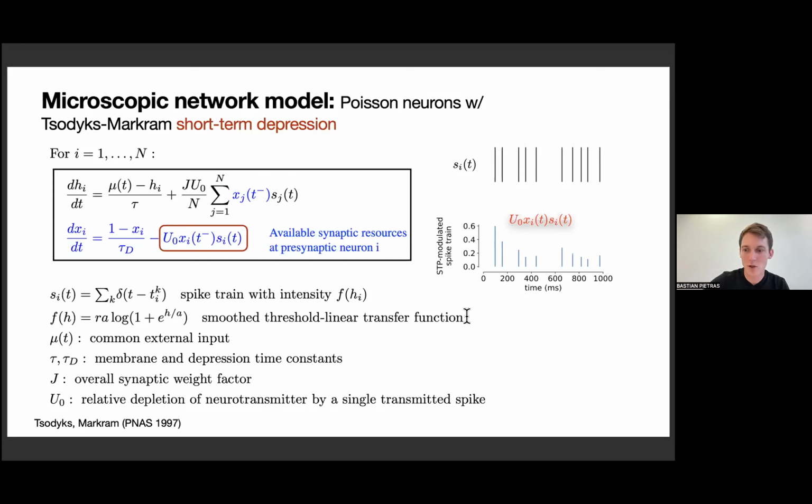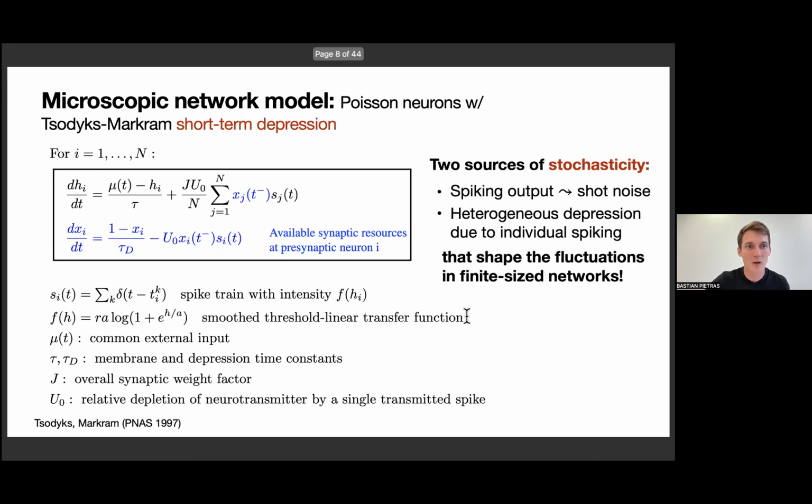All right. So how can we go from here, from this microscopic network model, where we consider N neurons, to a mesoscopic network model describing a mean field model?